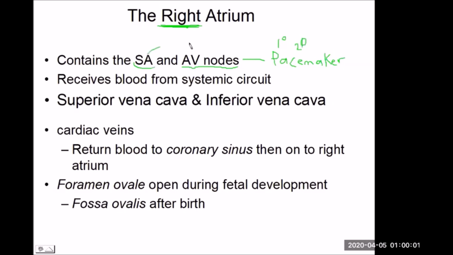And that's what the SA node is, the primary, and the AV node is the secondary. But both of those are embedded in the structure of the right atrium, and we'll discuss these soon.